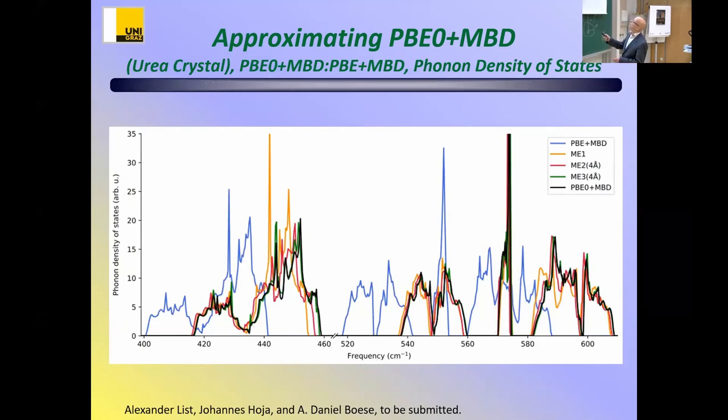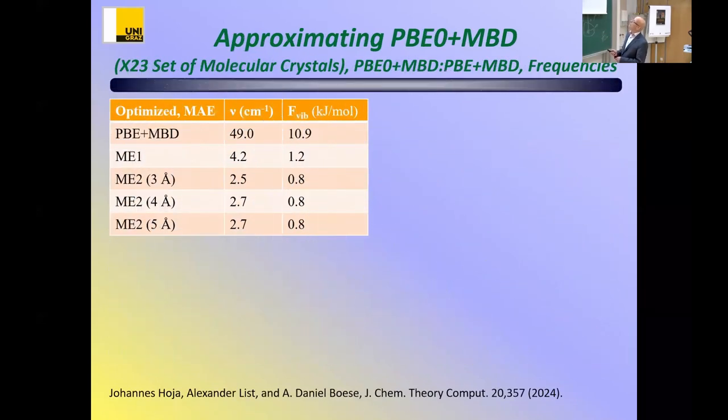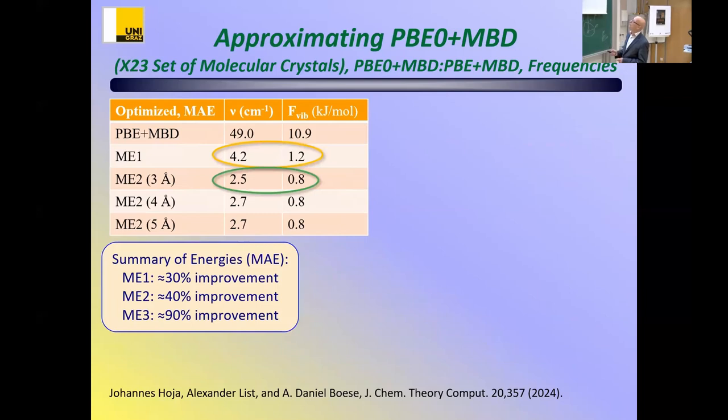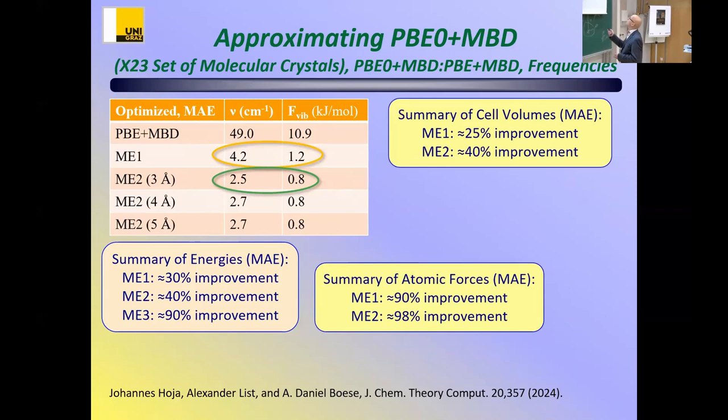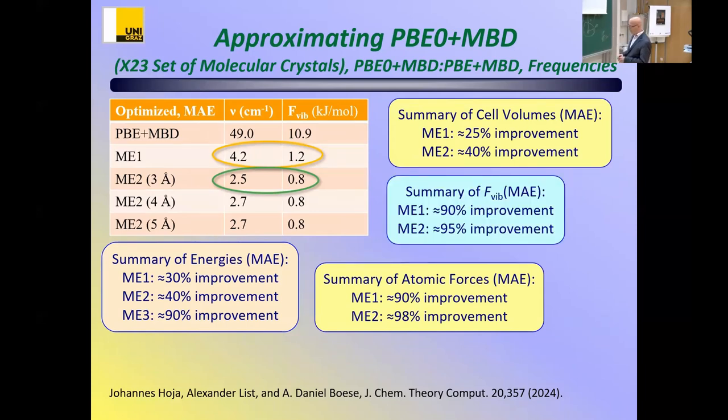The same thing now for this embedding with the trimers or dimers, actually, for the phonons, you're fine with the dimers. Okay, so if you take a look at the summaries of the energies, for the monomer embedding, you get about 30% improvement. For the set that we looked at, dimer embedding 40% and trimer embedding 90%. For atomic forces, you get already for the dimer embedding 98% improvement. So you don't need much of this. For the cell volume, you get 25%, and for the dimer embedding, 40% improvement, but for the trimer embedding, you again get 90%. And for the vibration frequencies, for the zero point energies and the thermal values, we get there already at the dimer level, you're fine.